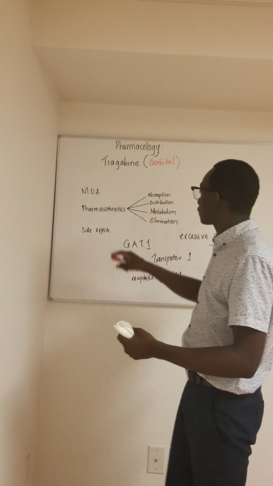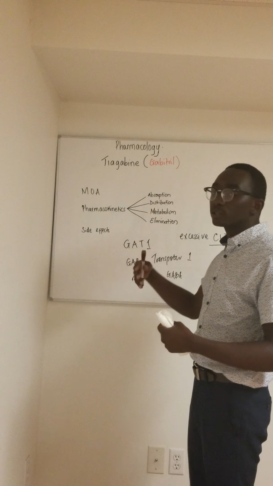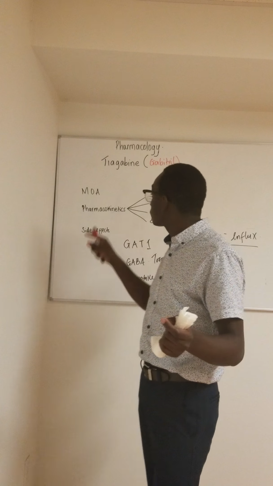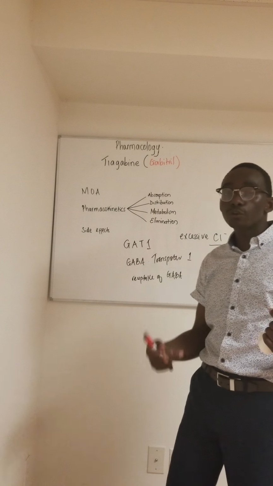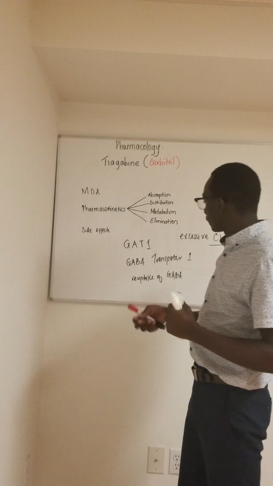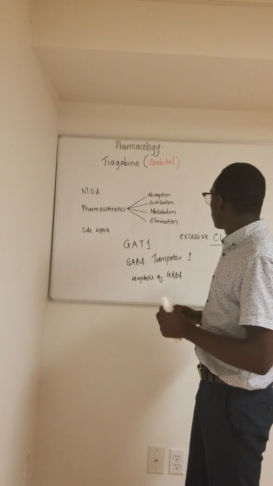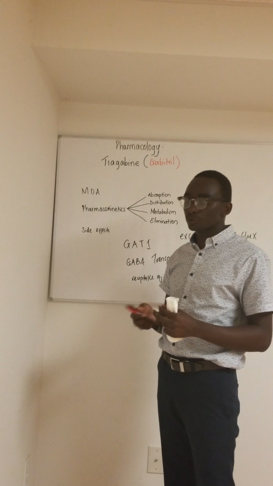These GAT transporters are found both on the glial cells and also on the neural cells, the neurons. Therefore, this drug Tiagabine blocks on both types of cells, so we see more effect when this drug works on both the glial and the neural cells. So basically, that is the mechanism of action of this drug.